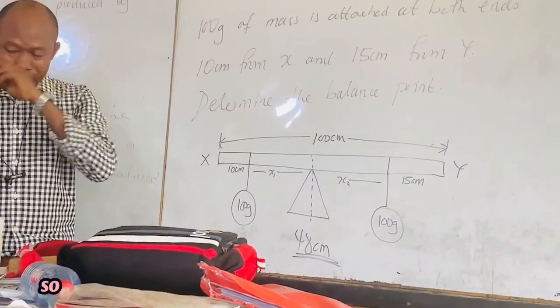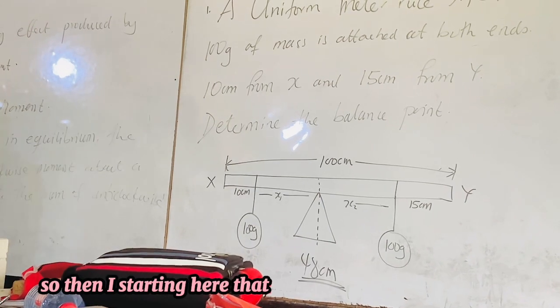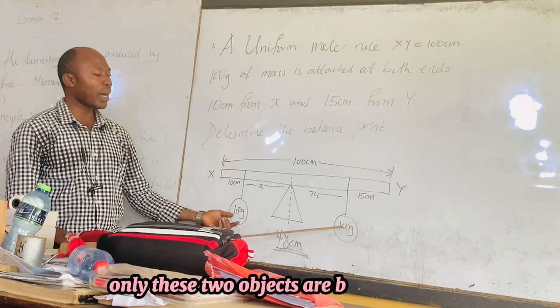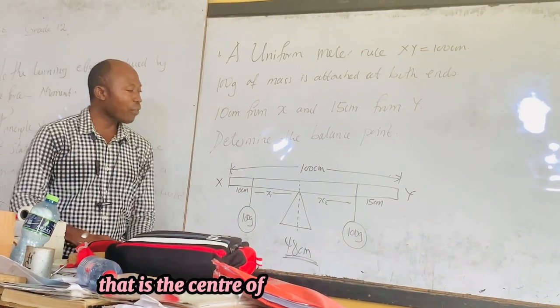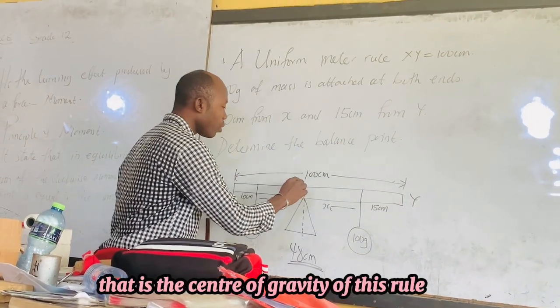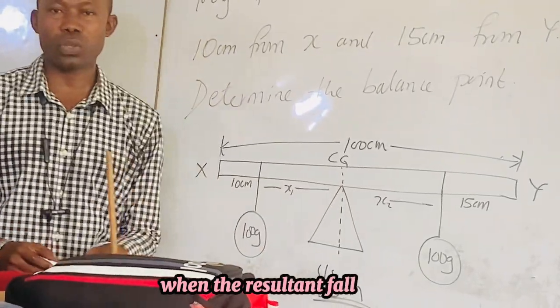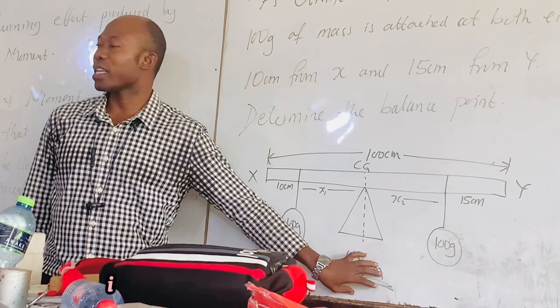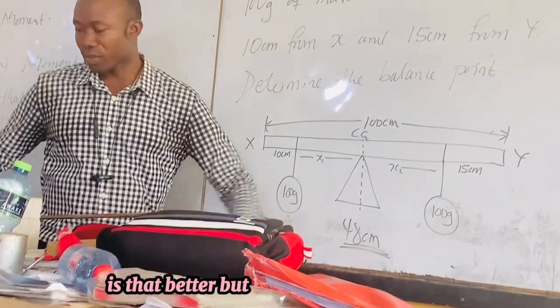So the understanding here is that the 48 itself is the center when these two objects are balanced. That is the center of gravity of this rule, where the resultant force, the total force acting on this, acts at this point. Is that correct, everybody? Now, thank you so much.